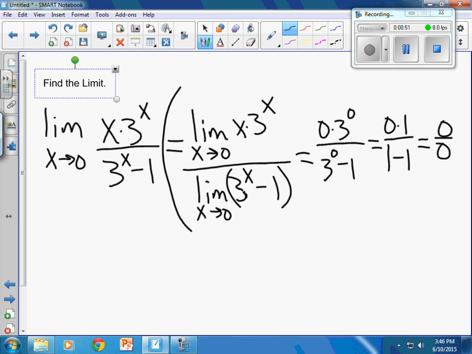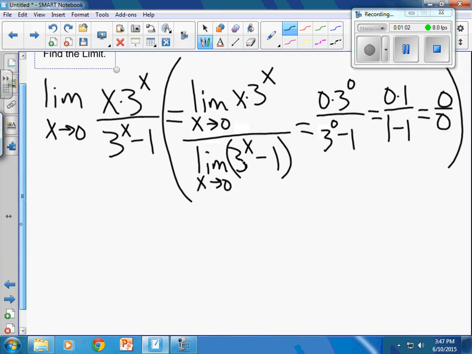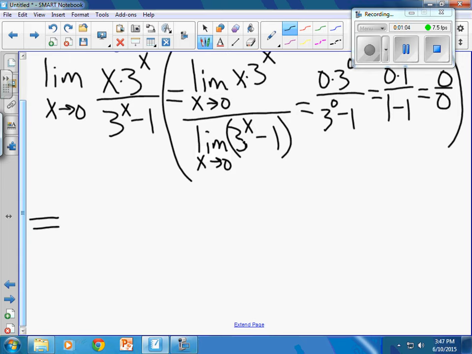The quotient rule fails. However, since in our original limit the numerator and denominator are both differentiable, we may evaluate the limit by using L'Hopital's rule. So by L'Hopital's rule, we have that our original limit is equal to the limit of the derivative of the numerator divided by the derivative of the denominator. That's what L'Hopital's rule says.